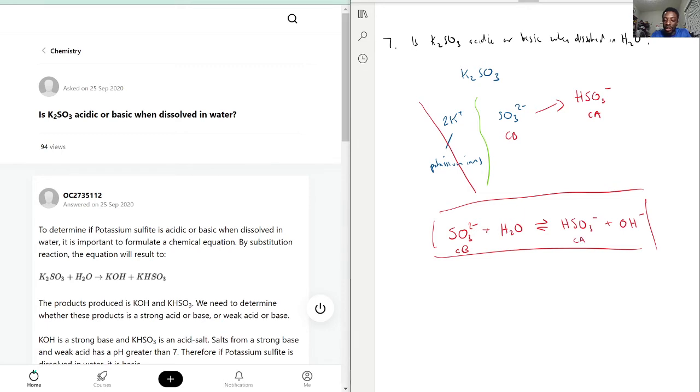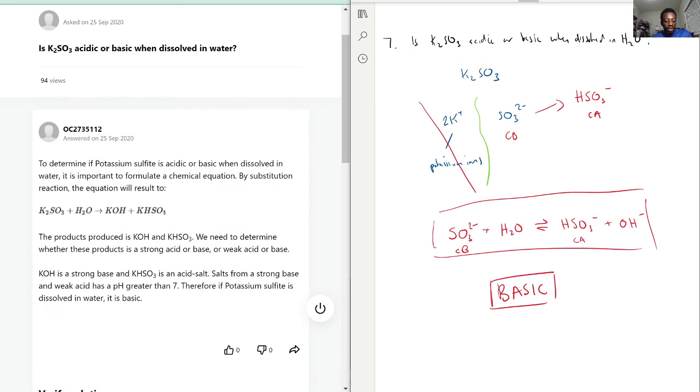And because of that, K2SO3 would be basic when dissolved in the water, because it's deprotonating things in the system. It is taking protons from its environment for itself. So that being said, potassium sulfite dissolved in water is going to be basic, okay? And that is honestly just because of the sulfites, not the potassium, because there are such things as neutral salts.